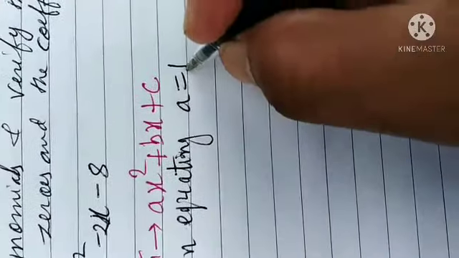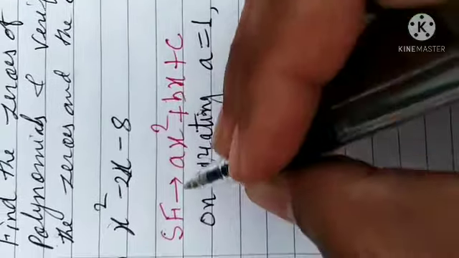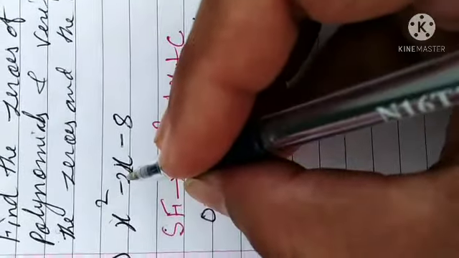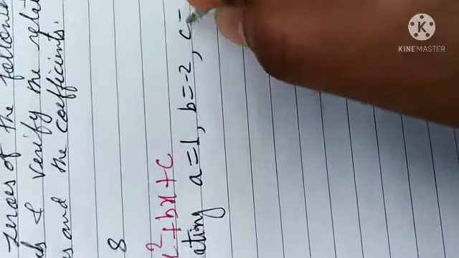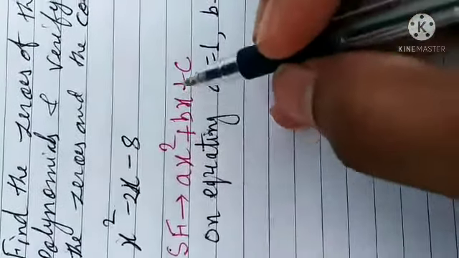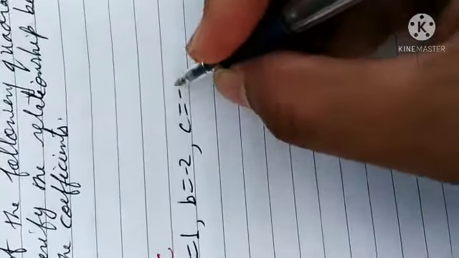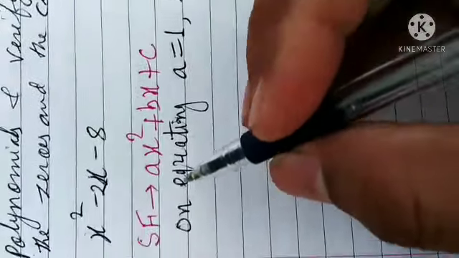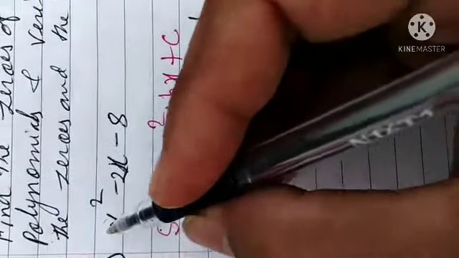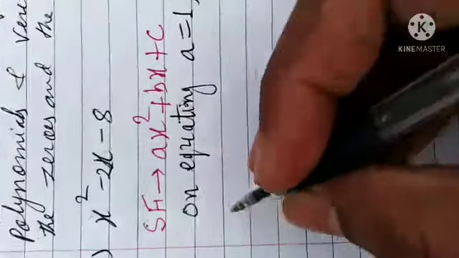Write here 1. What is the value of b? The coefficient of x is b in the standard form, and here the coefficient of x is minus 2. So b is equal to minus 2. What is the coefficient of the constant term? Minus 8. So c is equal to minus 8. These are the values of a, b, c. We have obtained these values by equating the standard form with the given polynomial. Now here we will solve.